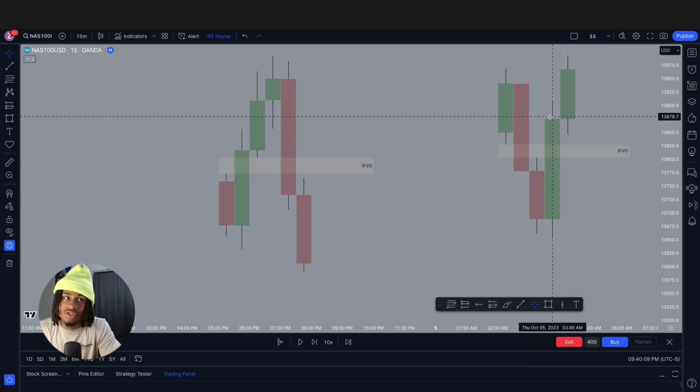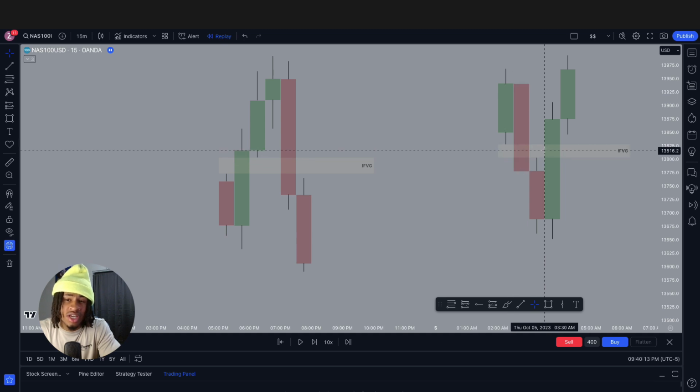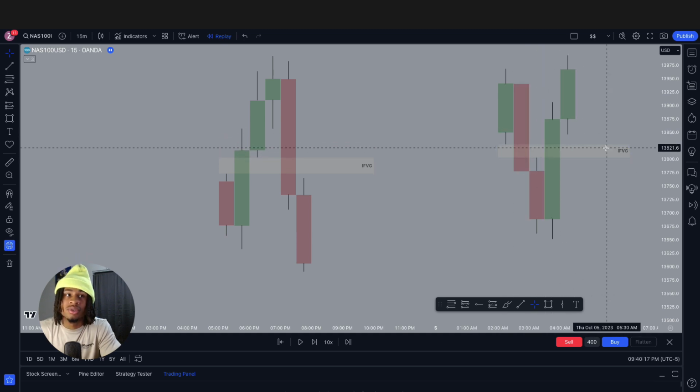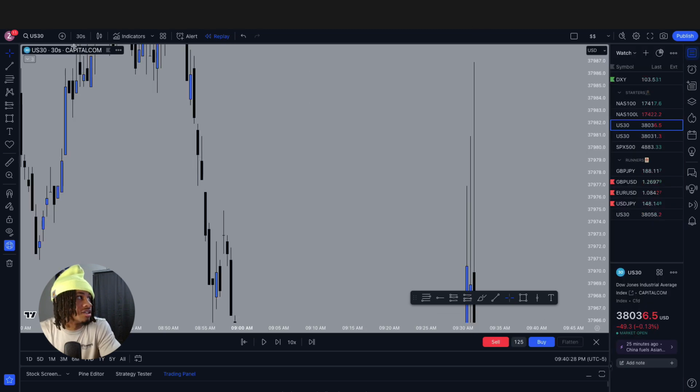And price just runs through it and leaves an inefficiency on top of this inefficiency here. Even if it doesn't leave an inefficiency on top of this inefficiency, we still want to leave this inversion fair value gap marked up, because price will most likely use that as some type of support in this scenario. Okay, so let's jump into the charts and I'm going to show you guys this.